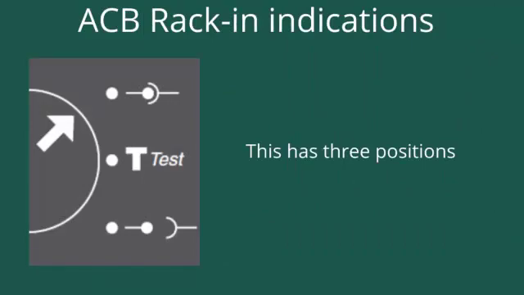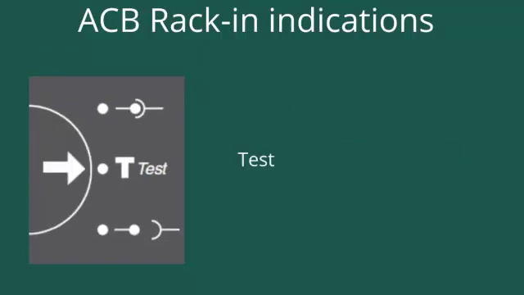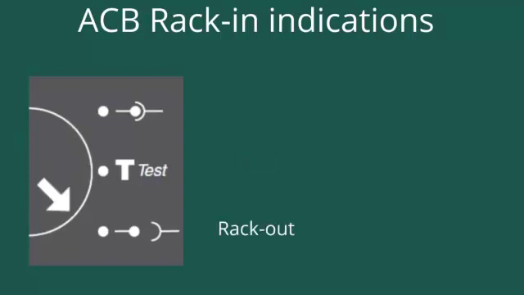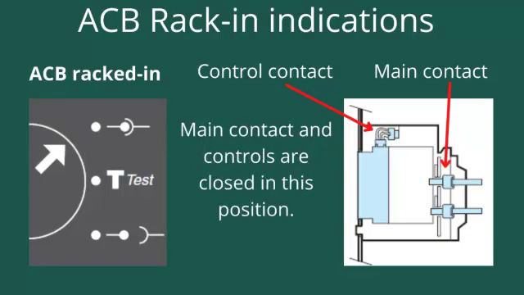ACB rack in indications. This has 3 positions: rack in, test, rack out. ACB racked in: the indicator is in the top position. The ACB is fully closed and ready to use. Main contact and control contacts are closed in this position.